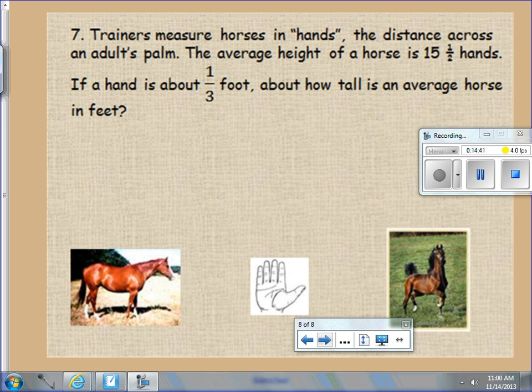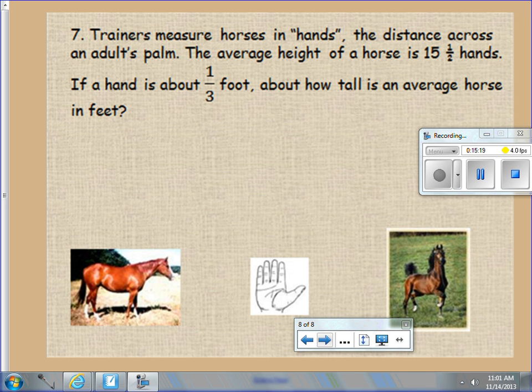Trainers, this is number 7, trainers measure horses in hands, the distance across an adult's palm. The average height of a horse is 15 1/2 hands. If a hand is about 1/3 foot, about how tall is an average horse in feet? Okay, so the information that we know is how a horse's height is measured in hands.